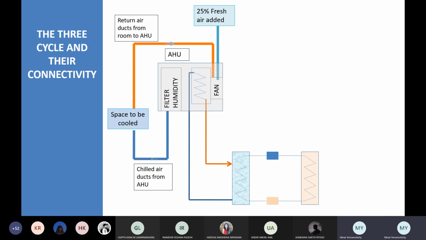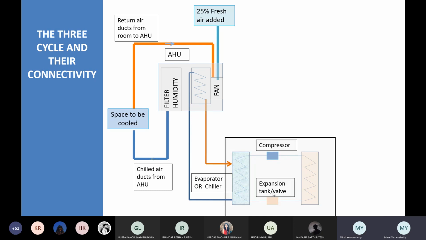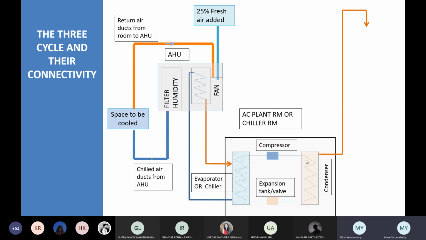Okay. Then what happens is, this is the evaporator or chiller where the chilling happens. Okay, this is the compressor, this is the expansion, which we did all of this last time, which I again explained to you. Okay, condenser, and this is your AC plant room or the chiller room. Now here chilling has happened, now here heating has happened. I have to take this heat out. So I'm taking this heat out.